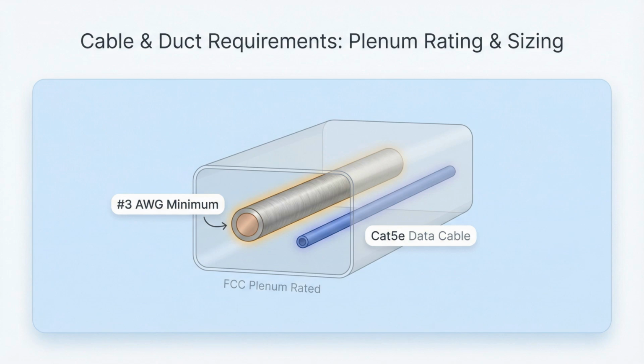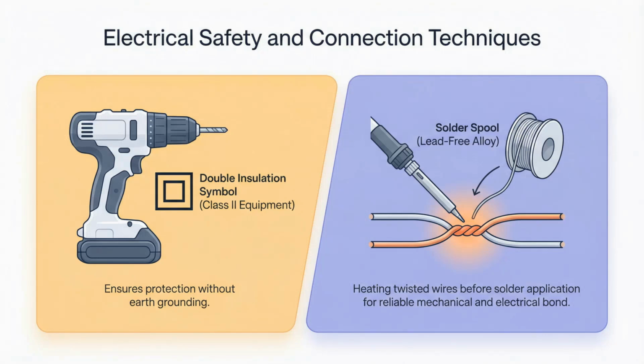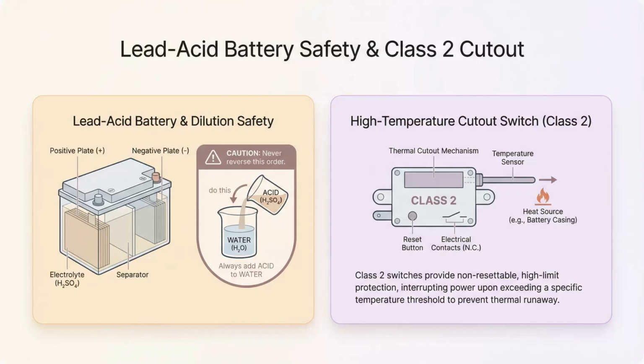Safety and technique matter on the job. A double-insulated drill is safe to use without a ground connection. When soldering, the correct method is to heat the joint first, then apply the solder to ensure a secure electrical bond. Finally, looking at systems, when mixing lead-acid battery electrolyte, always add the acid to the water.